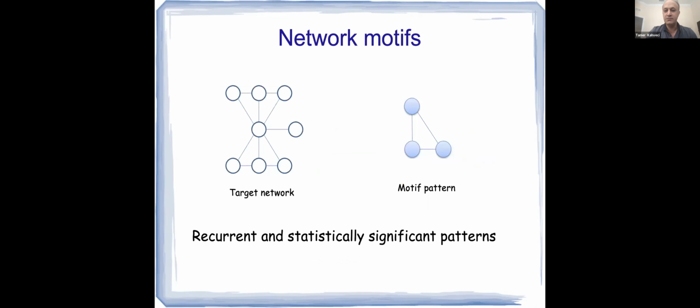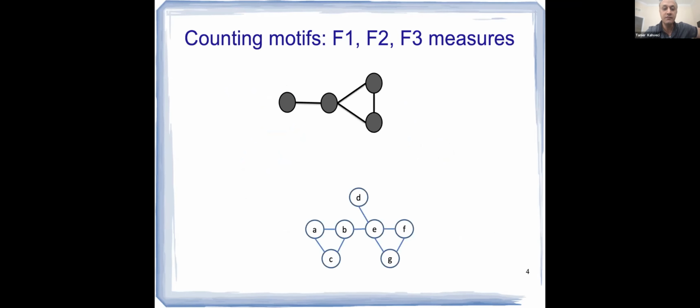Now, under this mathematical model, a motif is simply a small graph pattern such that this graph pattern appears in a given target network much more frequently than you would have expected in a randomly generated network of the same size. Of course, in order to talk about whether a motif appears so many times in a given network, the first thing that we need to mathematically define is how we count a motif in a given network. In the literature, there are typically three different ways to count motifs. I'm going to call them F1, F2, and F3 measures.